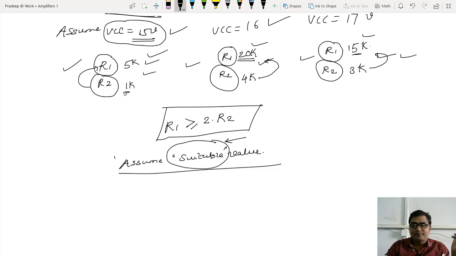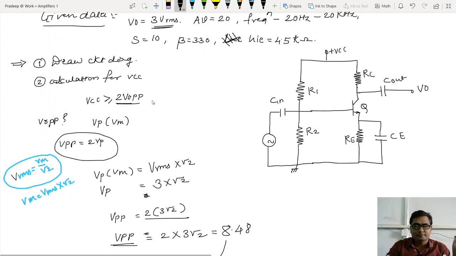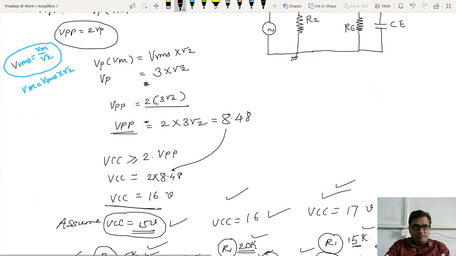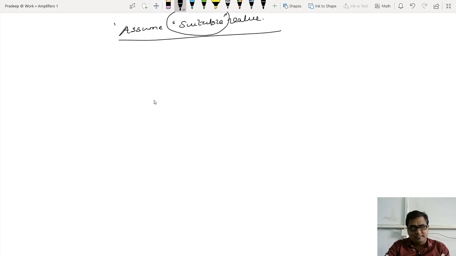So this is about the selection of VCC. See, the amplifier circuit diagram is there. We have calculated VCC. Now step by step, go ahead. Third point. Now the third step is, as we know VCC, my job is to find out the Q point voltage and current. So find out the Q point voltage VCEQ, and it is known.